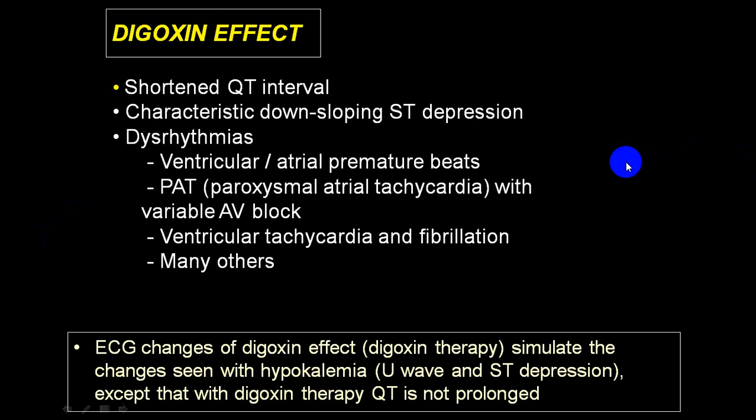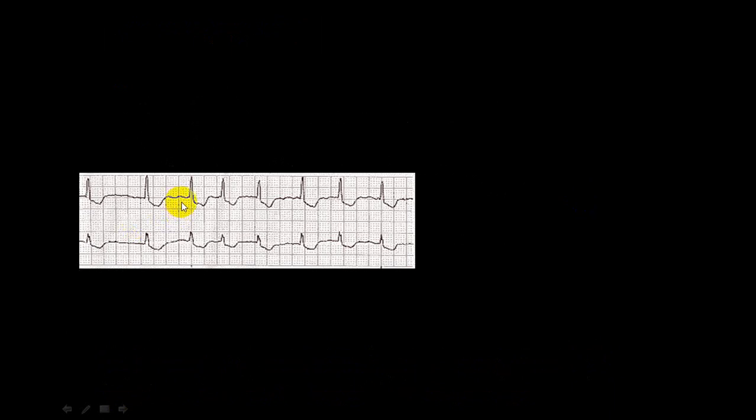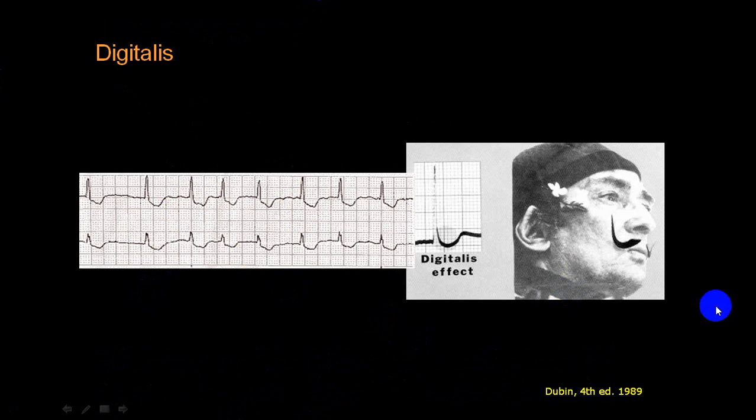Now there is digoxin toxicity. In digoxin toxicity, you can have atrial premature beat, ventricular premature beat, paroxysmal atrial tachycardia, variable AV block, ventricular tachycardia, ventricular fibrillation, many more arrhythmias. But if you see a short QT interval with a downsloping ST segment and T wave changes, it is characteristic. We'll just show you that. You can see this is a downsloping with T wave inverted like this. This is very peculiar, and this is called Moustache sign. It looks like this.